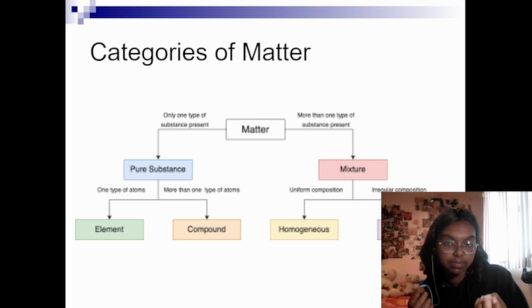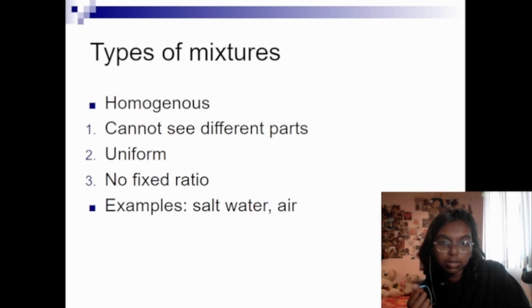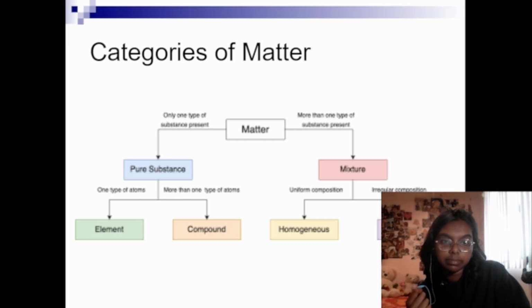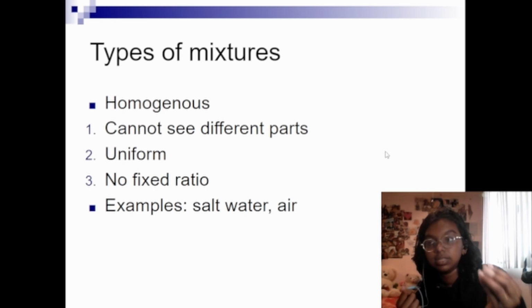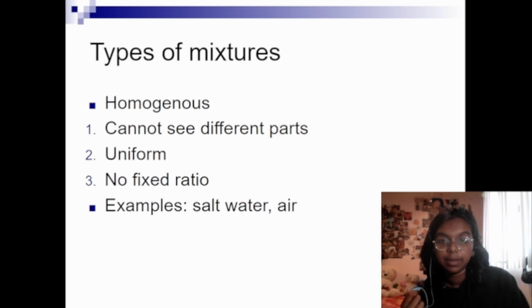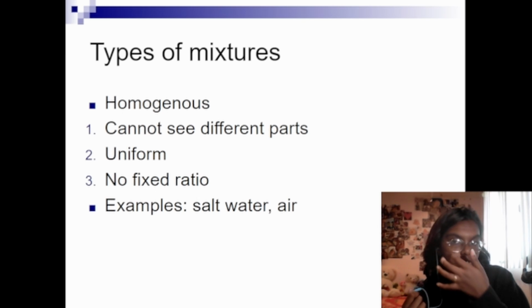And then these are the categories of matter. You can kind of demonstrate them as this flow chart, I believe that's what they're called. Could be wrong. So when you have matter, you can have either a pure substance or a mixture. So what are the different types of mixtures? The first type is a homogeneous mixture, right? So you cannot see the different parts. They're all uniform, and there's no really fixed ratio.